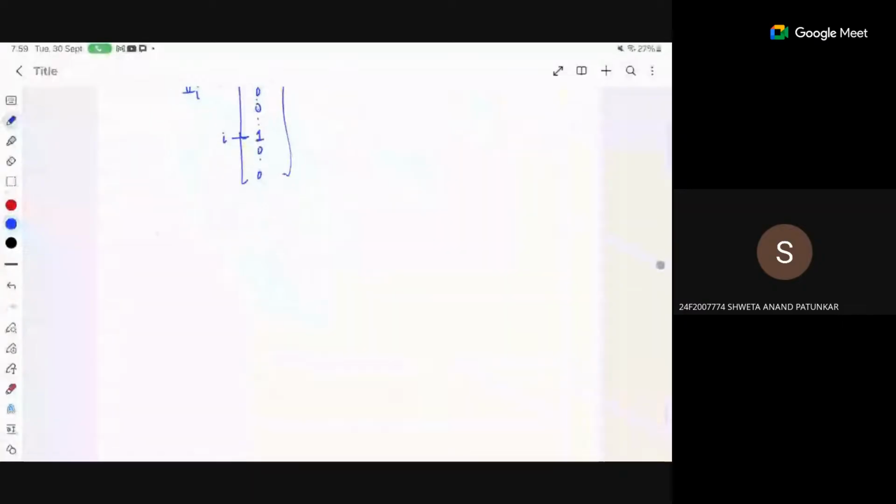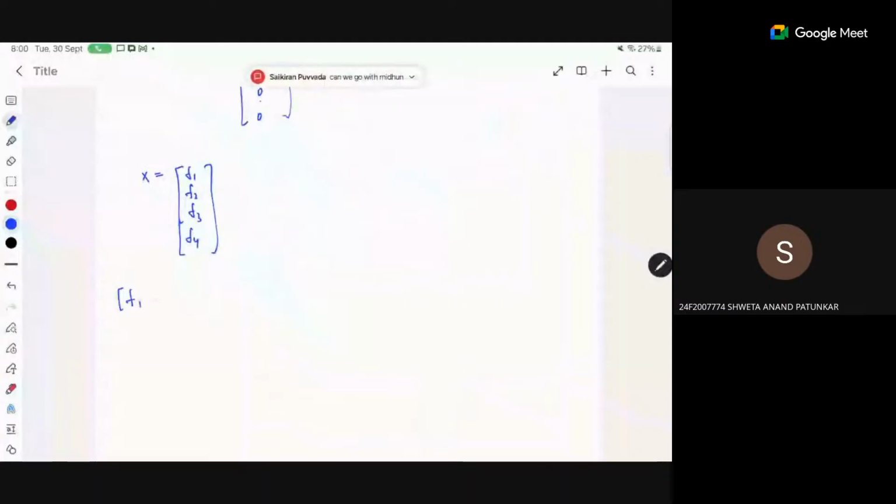Suppose your data set has 4 features: F1, F2, F3, F4. Now let's say we are interested in finding the cubic relationship. My initial data, which is in F1, F2, F3, F4, which is 4 dimensions, using this mapping phi, I want to move it to some higher dimension.